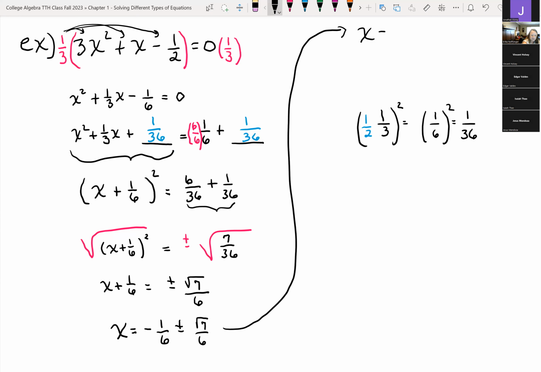So x is equal to, I can combine this as a single fraction. We have a common denominator of 6. So x is equal to negative 1 plus or minus root 7, all divided by 6. I'm okay with you leaving it like that, but that is two separate solutions: negative 1 plus root 7, that quantity over 6, and negative 1 minus root 7, that quantity all over 6.